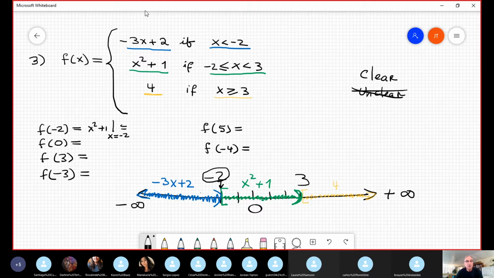Plugging in, negative 2 squared plus 1. Negative 2 squared is positive 4. Positive 4 plus 1 is 5. And the answer is 5. So 5 is the answer for this. I don't know, I write here in a small space. Shoot. Okay.